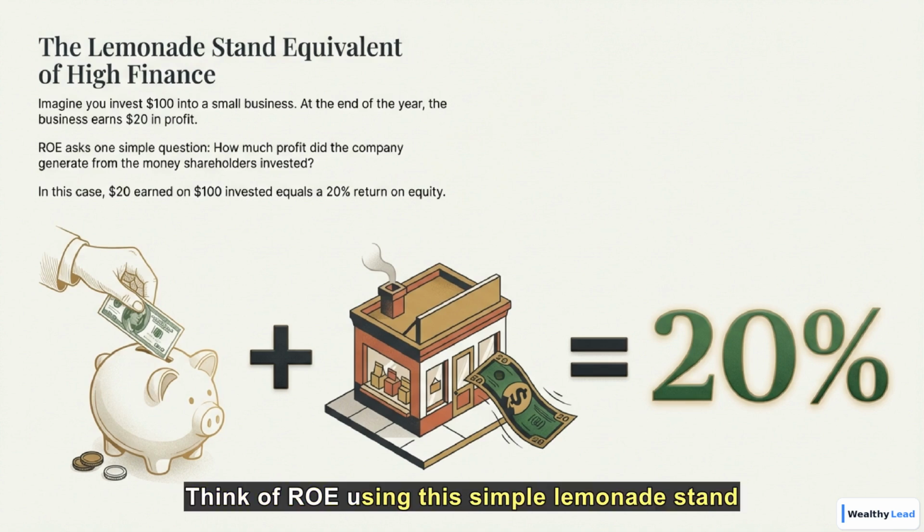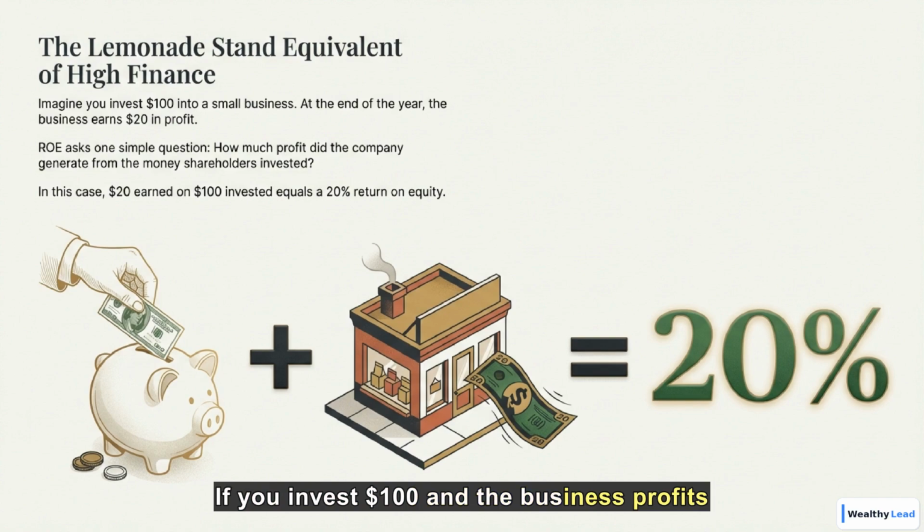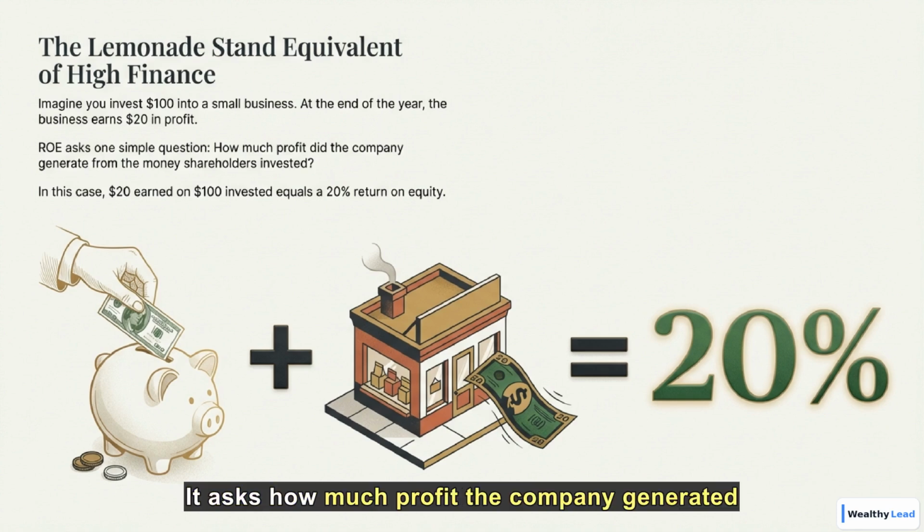Think of ROE using the simple lemonade stand example. If you invest $100 and the business profits $20, the ROE is 20%. It asks how much profit the company generated from the money shareholders invested.